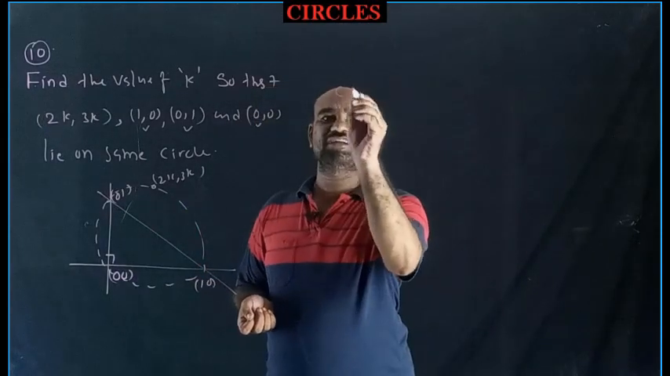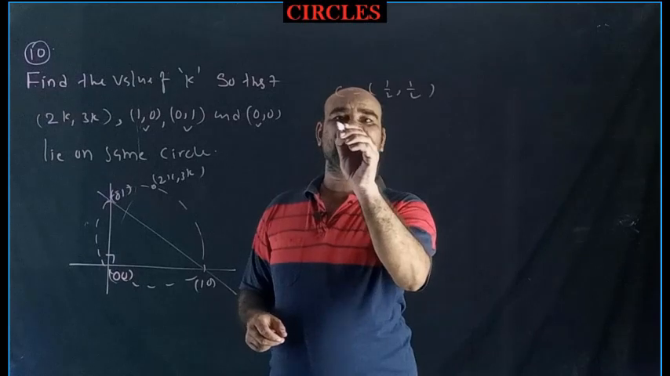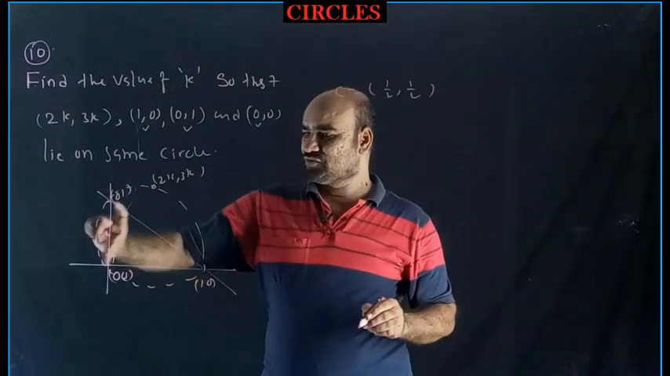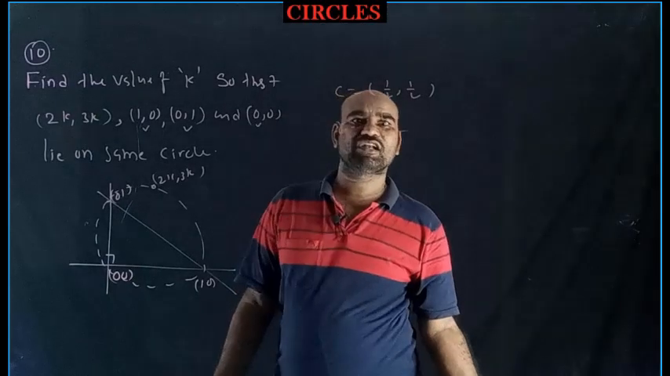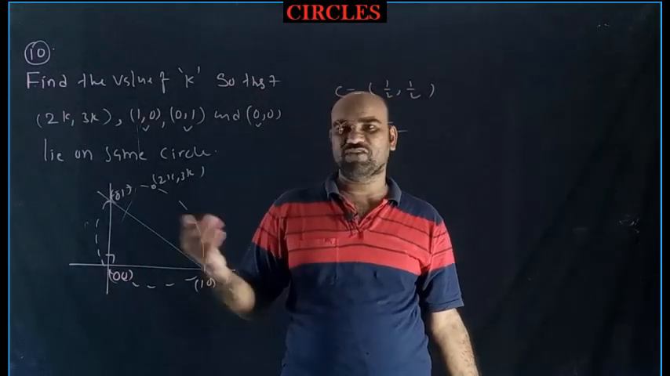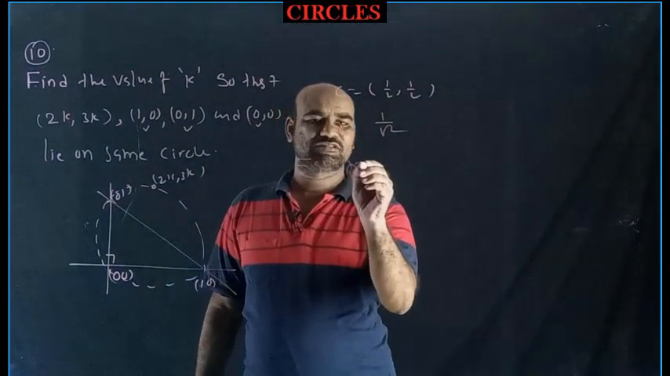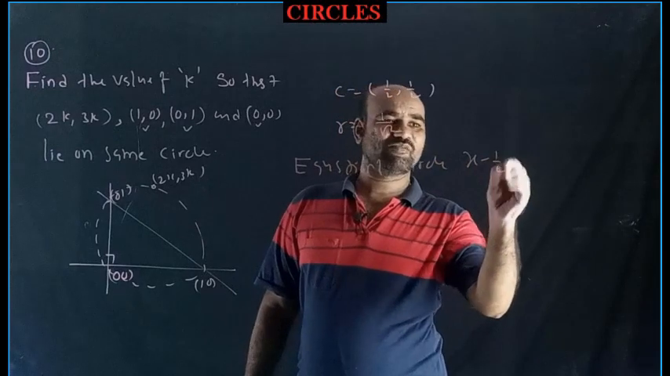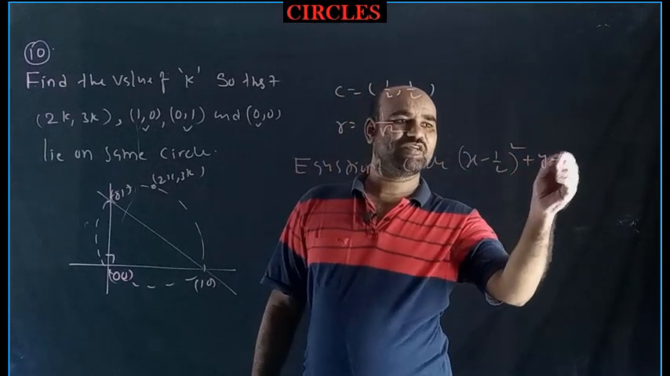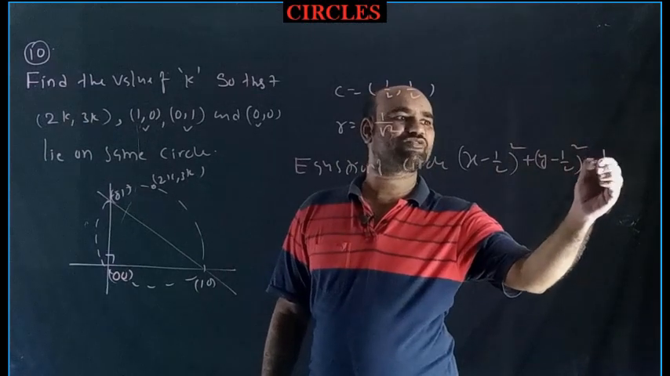Directly I can write the center. Center is (1/2, 1/2). Radius I want. This is 1, this is 1, this is root 2. Root 2 by 2, 1 by root 2. Radius is 1 by root 2, center is (1/2, 1/2). Then directly I can find the equation of the circle. Equation of circle: (x minus 1/2) whole square plus (y minus 1/2) whole square equal to (1 by root 2) whole square, which means 1/2.